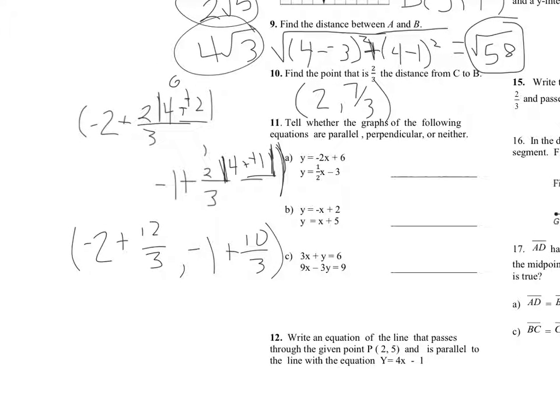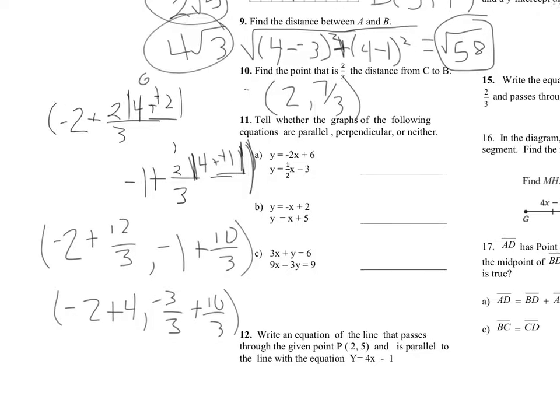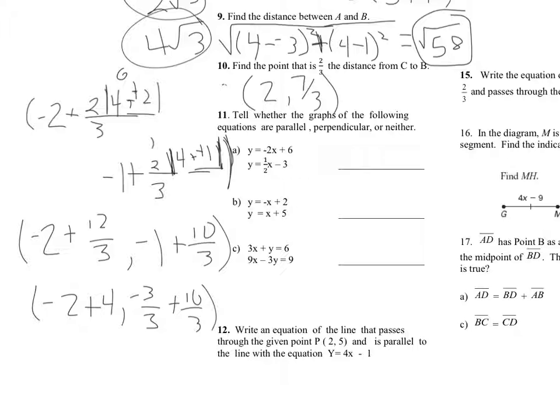12 divided by 3 is 4. So -2 plus 4. And here, you can make this -3/3 plus 10/3. So -2 plus 4 is 2. -3 plus 10 is +7/3. And that's how you get the answer. I know for a lot of you, those problems are not very easy, but you need to be able to do them.